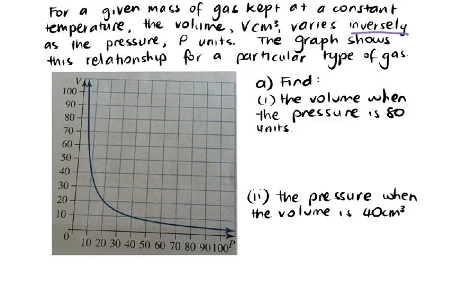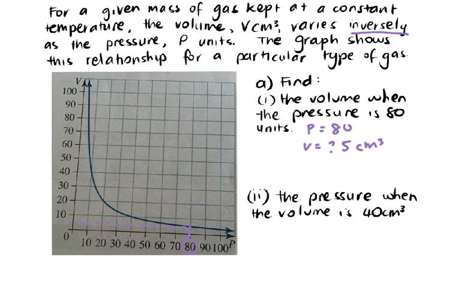The graph shows this relationship for a particular type of gas. So part A says find the volume when the pressure is 80 units. So if we're finding, we're not calculating, and we don't have a formula as yet. So we're going to use the graph to be able to read for the other value. So we know that P equals 80, and what we're wanting to find is what V equals at that point. So we're going to find 80 on the graph, which is here, and then we're going to meet the graph, and then we're going to go across to volume. And as you can see, that's at about 5. So it is volume, so we've got to make sure we include our correct units. So when the pressure is 80, the volume is 5 centimetres cubed.